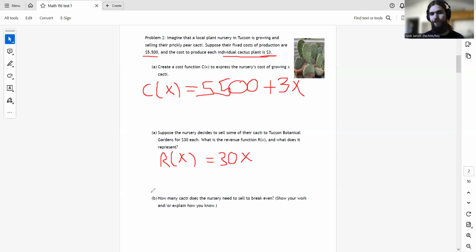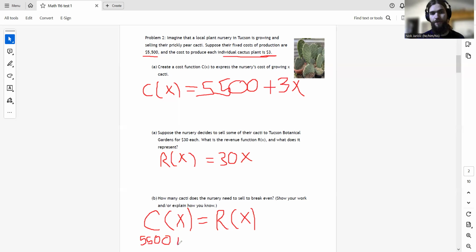And there's also the question for this last part, how many cacti does the nursery need to sell to break even? The break even point is the point where you're not profiting, but you're not really losing either. You're just at a net zero profit. This occurs exactly when the profit is equal to zero, but more specifically when the revenue is equal to the costs. The costs are balancing out the money that they are making. So this nursery will just be breaking even. To do this, we would set the revenue and the cost functions equal.